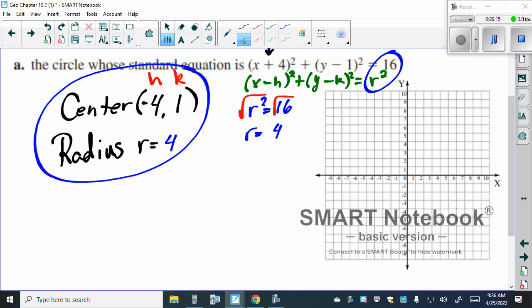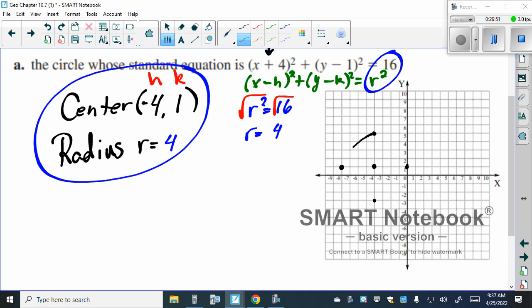Now, if we want to graph this, graphing this is actually not that bad. Because the first thing we need to plot is the center, which is at -4, 1. And again, a circle is the set of all points a distance r away from the center. And here they're a distance of 4. 1, 2, 3, 4. So I go a distance of 4 up, down, left, and right from the center. And now we just need to connect them.